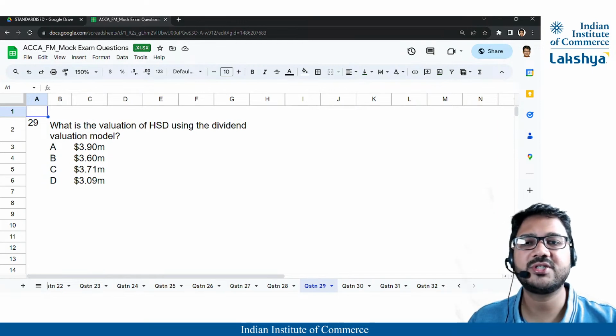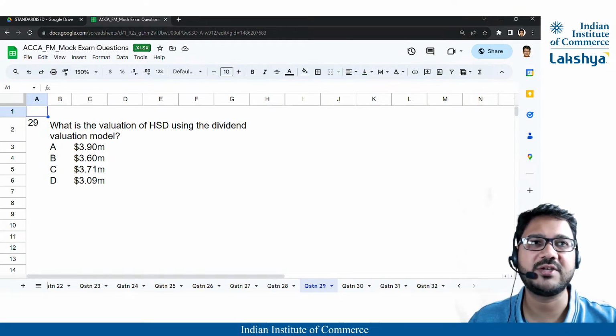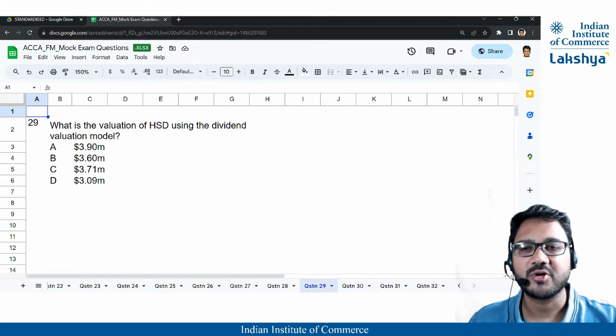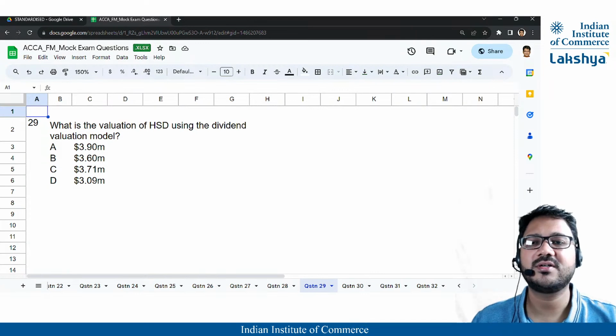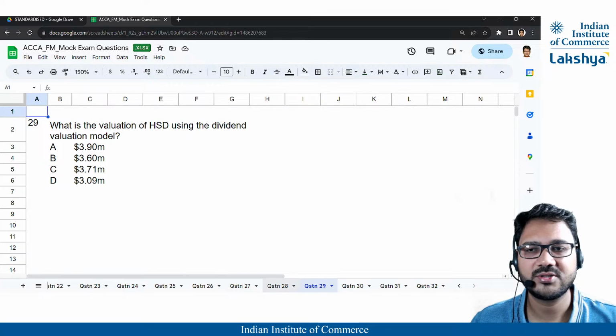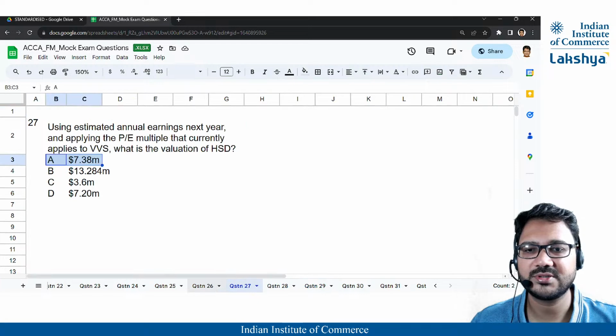Question number 29. What is the valuation of HSD using the dividend valuation model? The dividend valuation model would be D1 divided by your rate, so P0 is D1 divided by your rate. Now let's see if we have those rates and all.